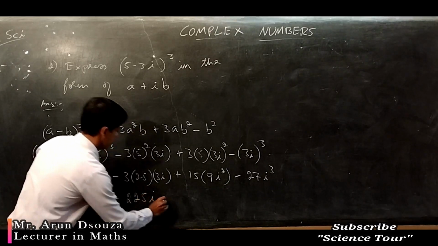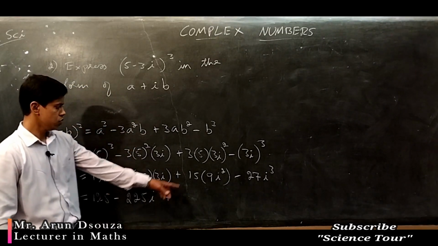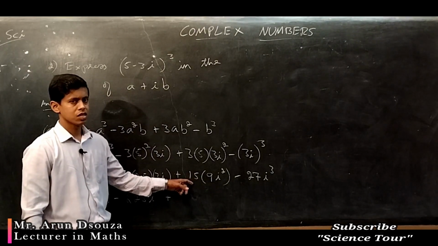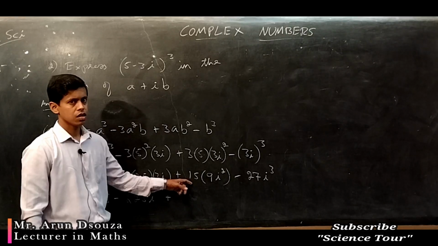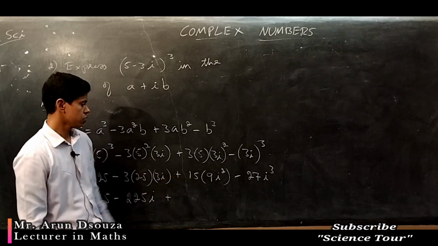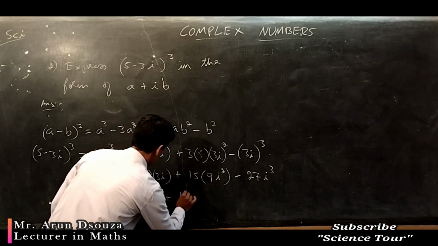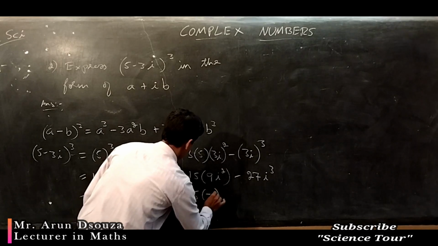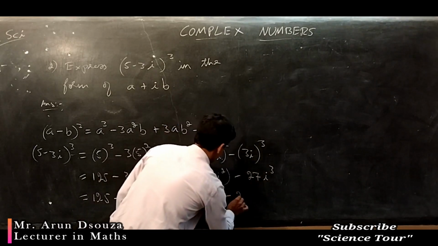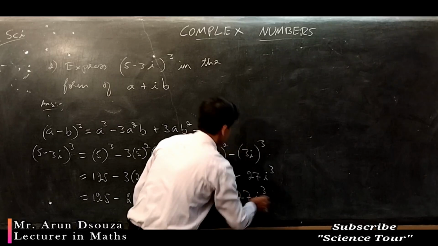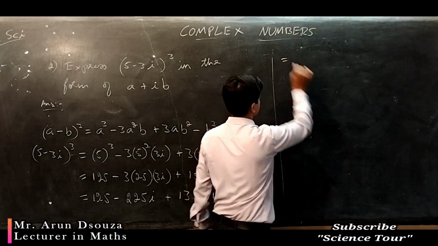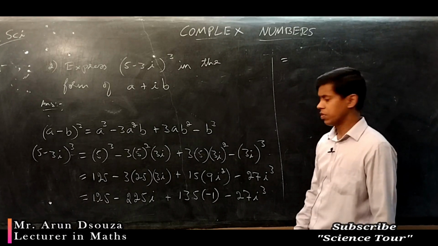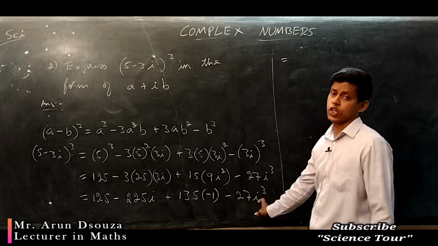Into I, plus you have 9 into 15, correct? So how much is that? 9 into 15, 135, right? So that is 135, and I square is minus 1, minus 27 I cube. Okay, so 27 I cube. Well, now what is left is this simplification and replacing I cube.